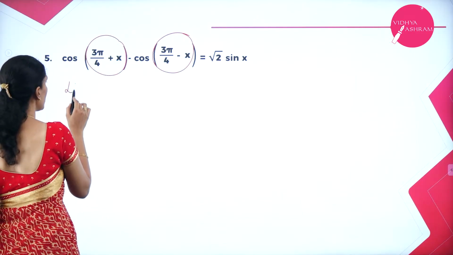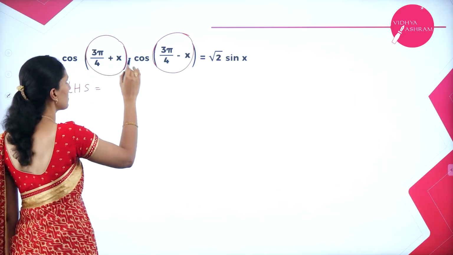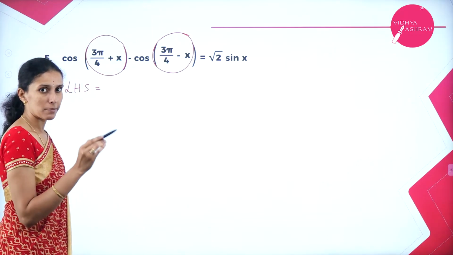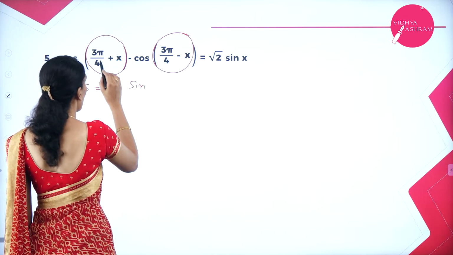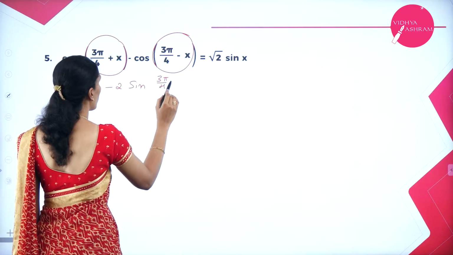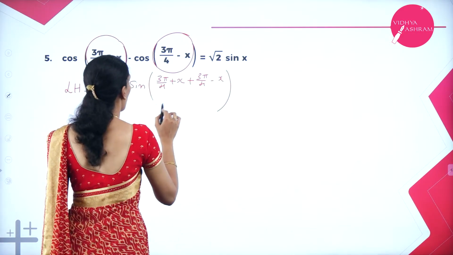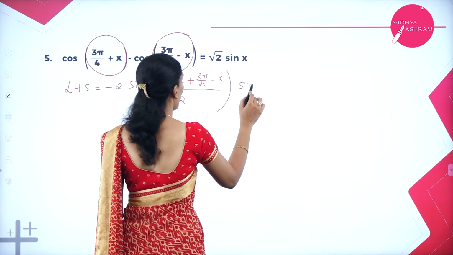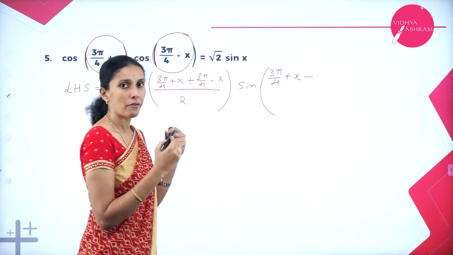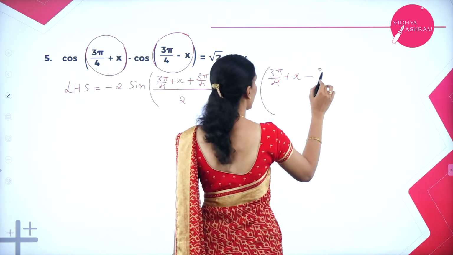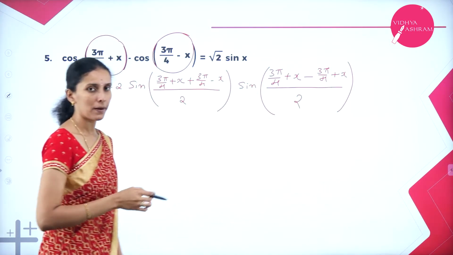So here in the LHS, I am applying the transformation formula directly. Cos x minus cos y means minus 2 sin((x plus y) by 2) sin((x minus y) by 2). So this is minus 2 sin((3 pi by 4 plus x plus 3 pi by 4 minus x) whole divided by 2) into sin((3 pi by 4 plus x minus, you are doing, when you have two terms, change the sign and write, so it is minus 3 pi by 4 plus x).